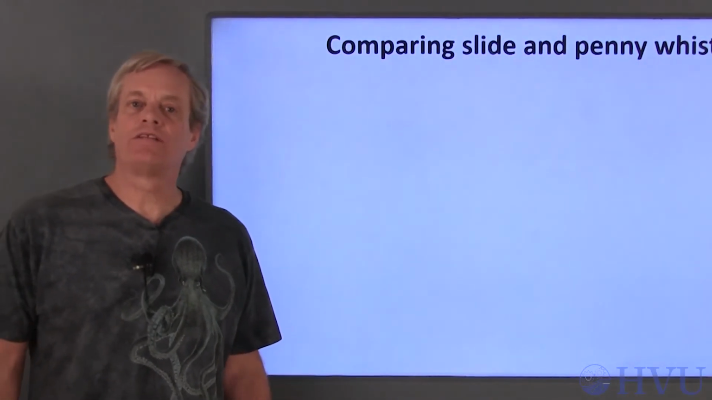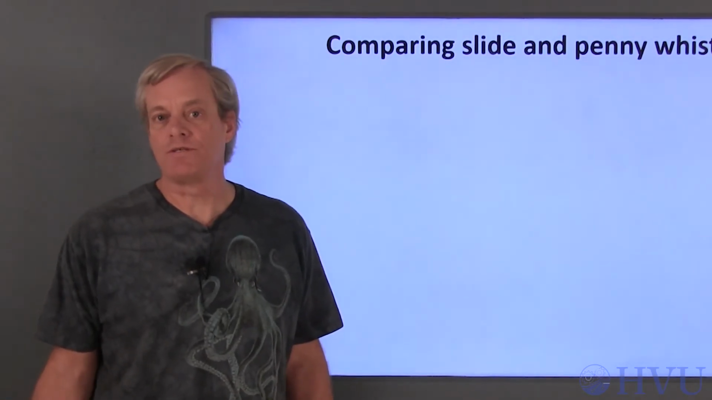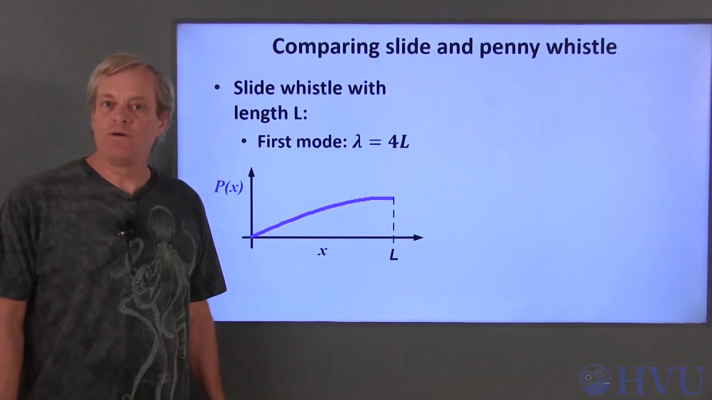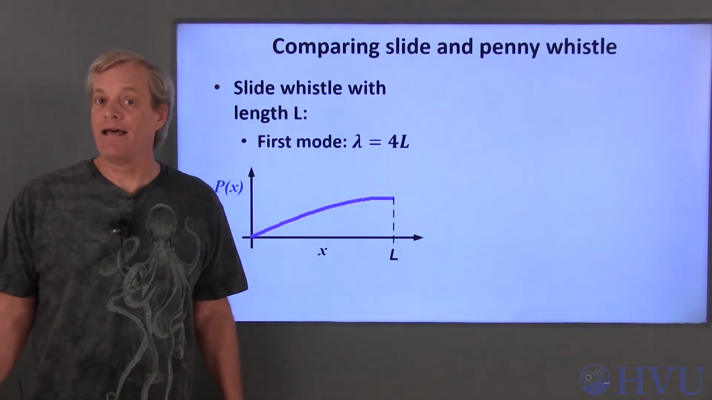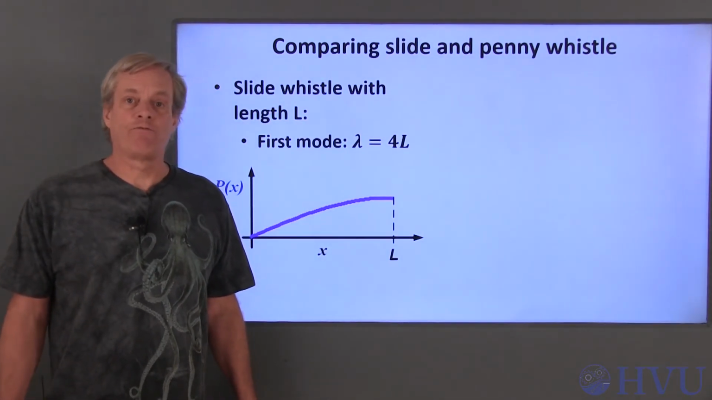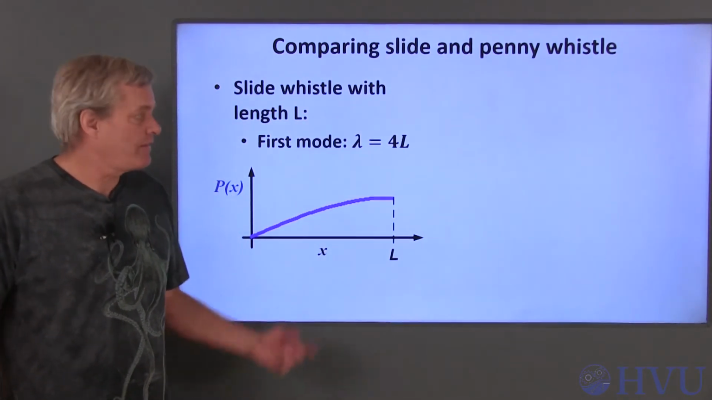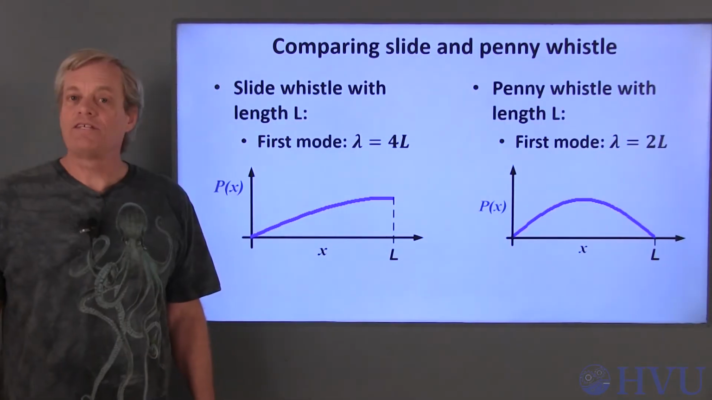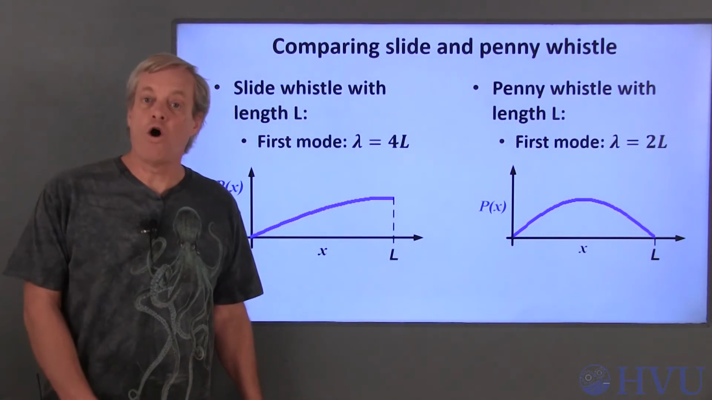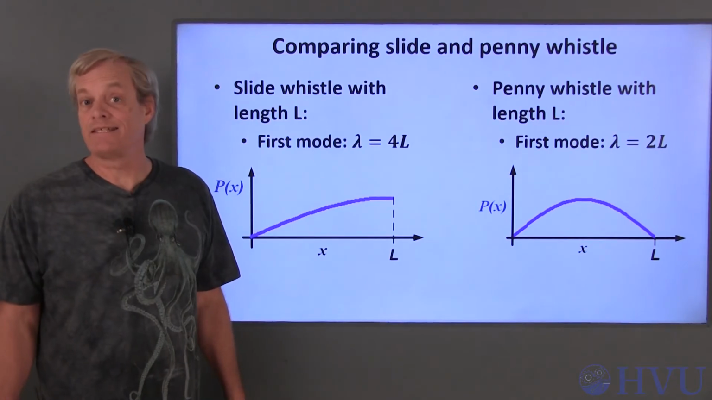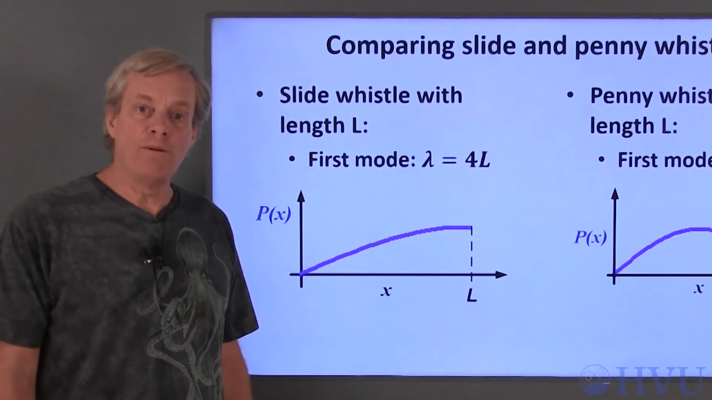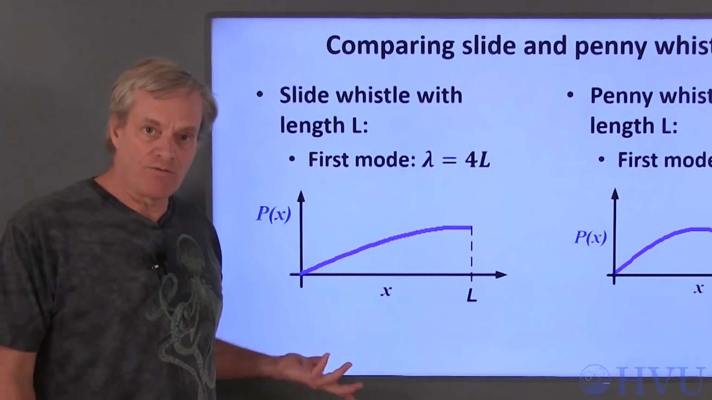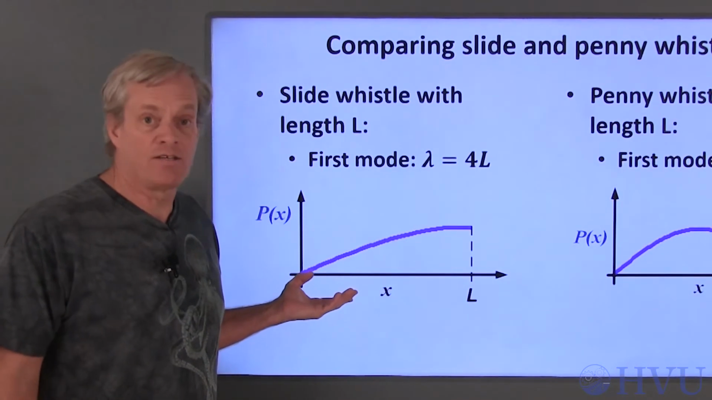Finally, let's take a look at the difference between the two types of whistles. First, let's take a look at a slide whistle where the slide is a distance L from the fipple. In this case, the first acoustic mode will have a wavelength that's 4 times the distance. Let's compare that to a penny whistle where the open end of the whistle is a distance L from the fipple. In other words, the open hole of the whistle is the same distance from the fipple as the closed end is for the slide whistle.